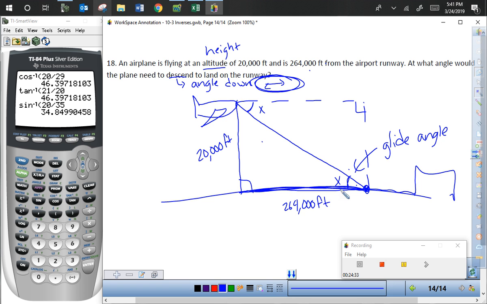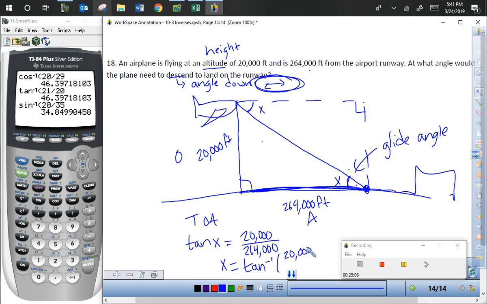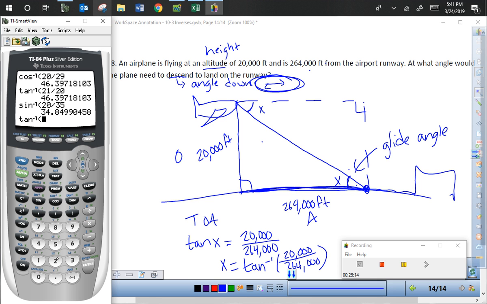All right, so now that we have that x down that we're solving for, we need to label our sides. So we've got opposite and adjacent here. O and A tells us tangent. So tangent of the angle x equals 20,000 opposite and 264,000 adjacent. And we'll use the inverse once again to solve for that angle. If you want to cut off some of those extra zeros, you are free to. Okay, but remember, we do not have to reduce to be able to solve these problems.